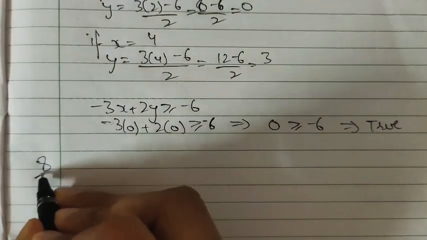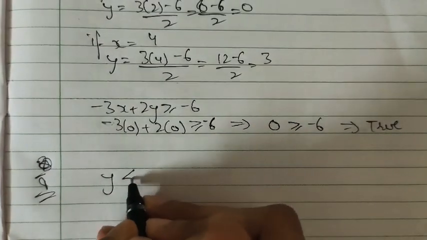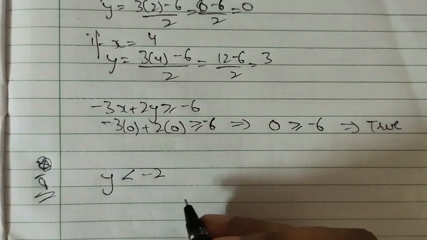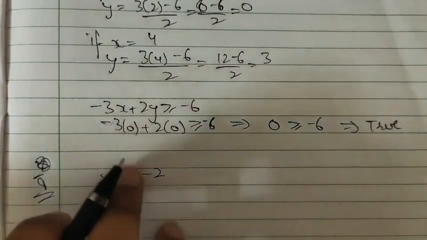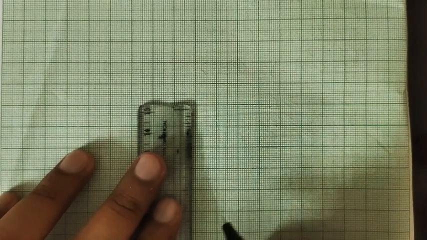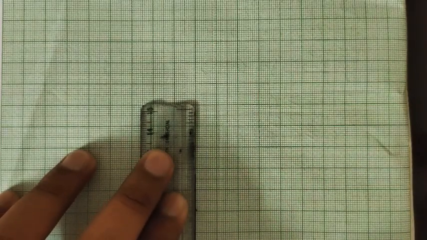Next, let's take question number 9. y is less than minus 2, right? So let y be equal to minus 2. So let's draw the graph. So y is equal to minus 2, right? So draw a line in this way.